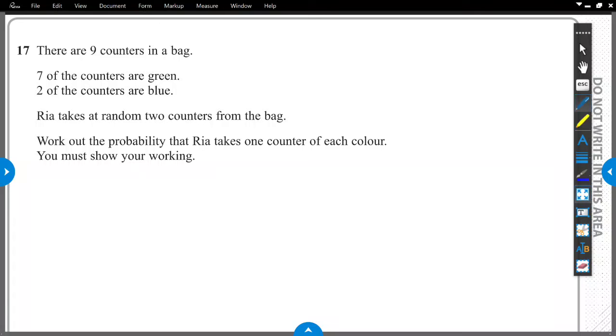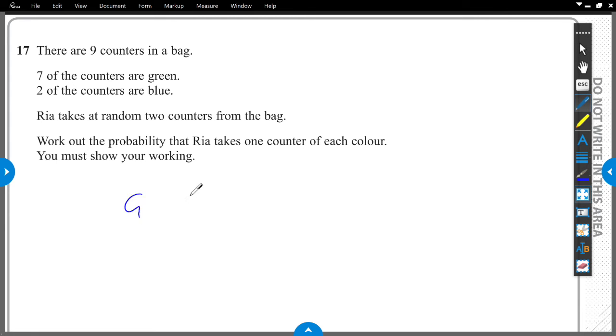Let's start with the outcomes, which would give us the desired result. We want one counter of each colour, and we're taking two counters from the back. Now, both of these counters are going to be picked at the same time, according to this, but in fact, you can think about these as two separate events. But we pick one counter, and then we pick another.